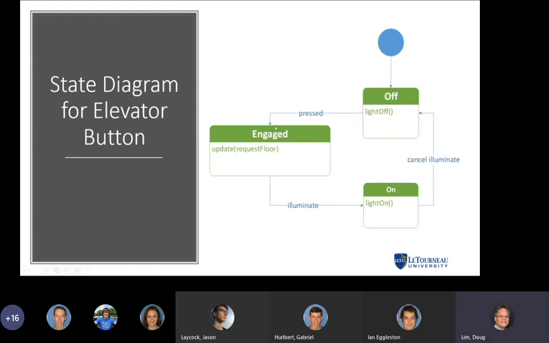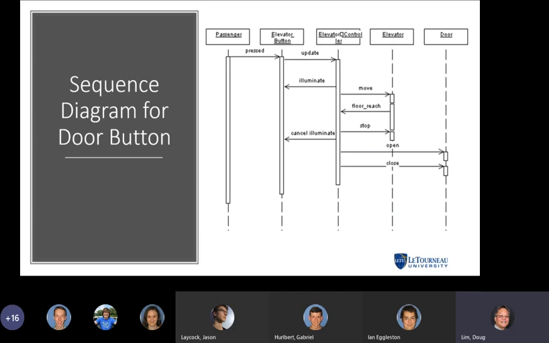When the button is pressed, it goes to the engage state, and we send an update command to request the floor. I presume that would be an event that goes to the controller, based on what I recall my sequence diagram looked like. I guess we can go back and look at it. Yeah, so there's my update. You can see my update command after being pressed.